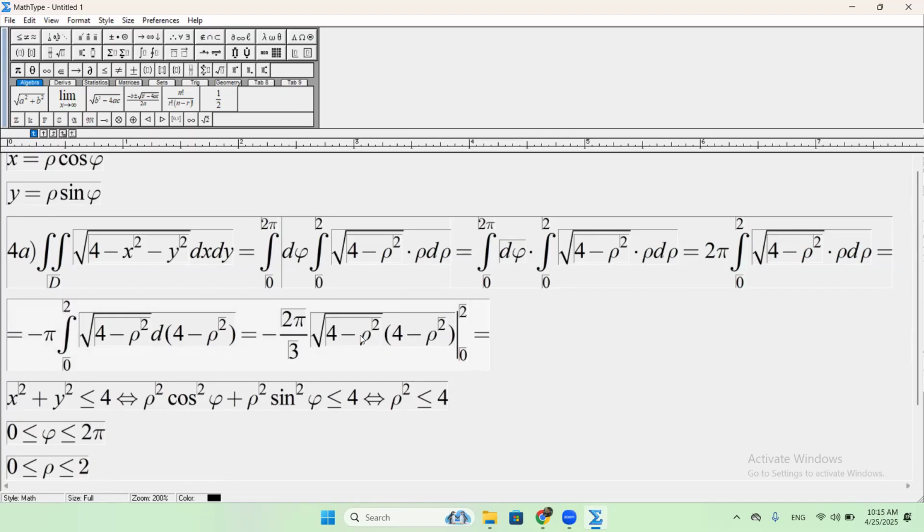If I substitute 2, I will receive 0. If I substitute 0, I will receive minus 8. So minus 2 multiplied by 4. So we will receive 16 p over 3.